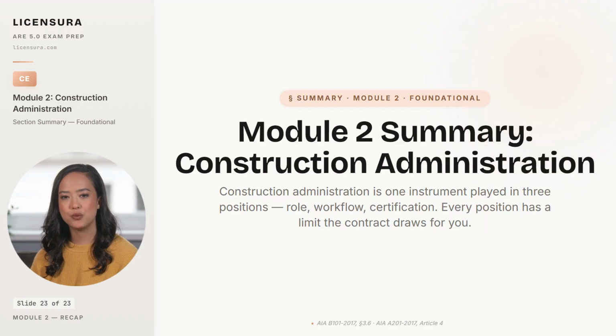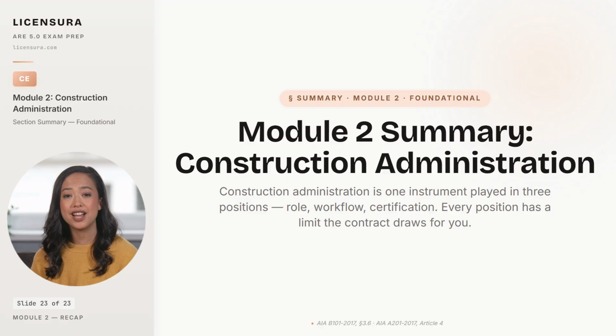Construction administration is one instrument played in 3 positions, and the most useful thing this module does for you is name the limits the AIA contract draws around each one. Position 1 is the architect's own role on site. The verb in B101 section 3.6 is observe, and that verb closes off inspection and supervision liability the moment it is signed. Position 2 is the 3 primary workflows of the phase: submittal review, RFI clarification, and change order administration, and each one has the exam-tested boundary the prompts keep returning to.